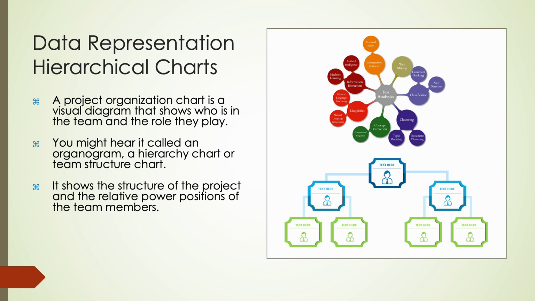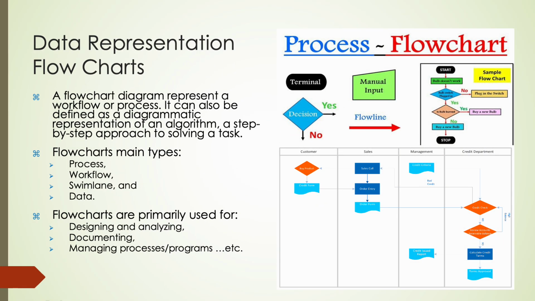A flowchart is a diagram that represents a workflow or process, illustrating a step-by-step approach to solving a task or completing a procedure. It provides a clear and visual representation of how a process works, making it easier to understand and analyze. There are several types of flowcharts, including process, workflow, swim lane, and data flowcharts, each serving different purposes. Flowcharts are primarily used for designing and analyzing processes, documenting procedures, and managing processes or programs to ensure efficiency and clarity.